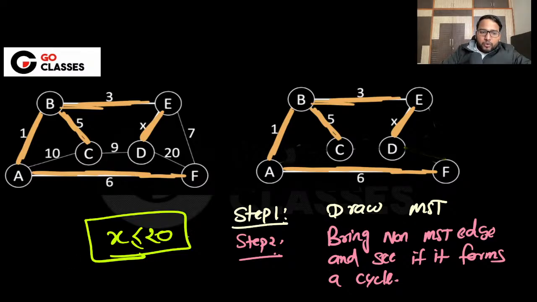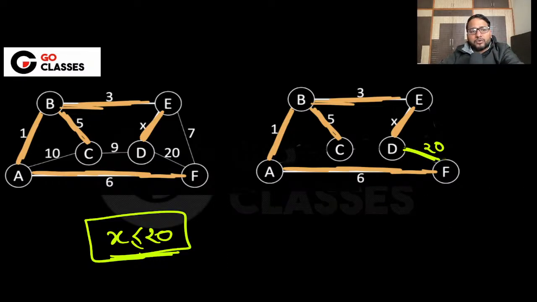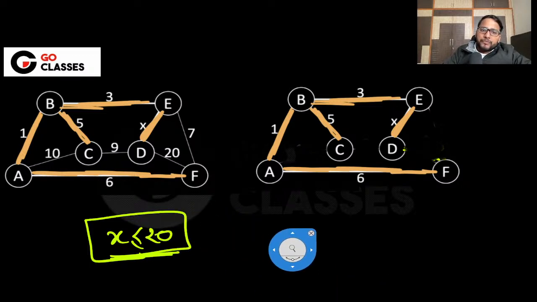See, if you bring this 20, is this 20 forming a cycle? If yes, then you write this inequality. Okay, then you write this inequality if this 20 is forming a cycle. Now you remove this 20, I mean this 20 is done. Now you bring some more non-MST edge. Okay, just some other non-MST edge. Can you bring some other non-MST edge?